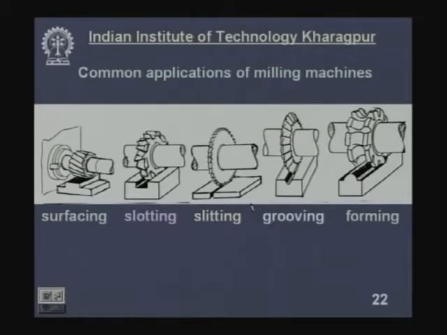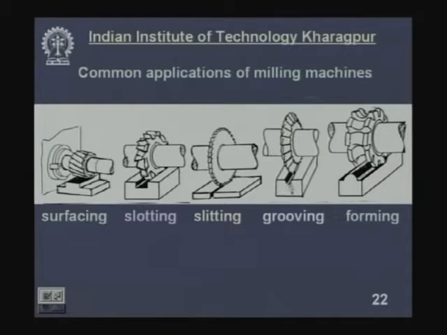It does various kinds of operations, common applications of milling machines. Now, common, there can be some uncommon applications also. For example, surfacing. This is the milling cutter, this is the workpiece producing a flat surface. Here slotting, this cutter produces a slot, a straight slot. Slitting, a plate is cut into two pieces by a slitting cutter.